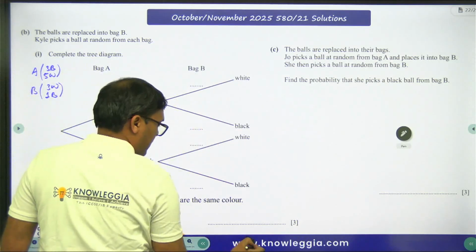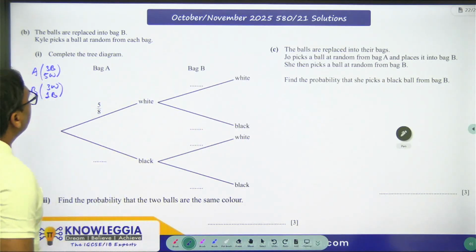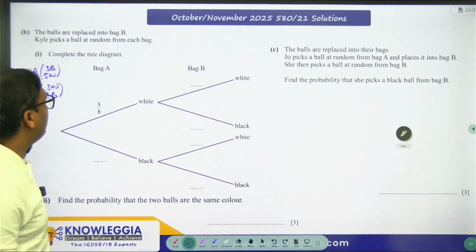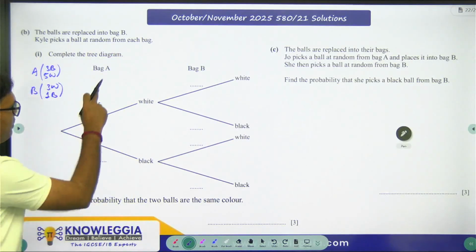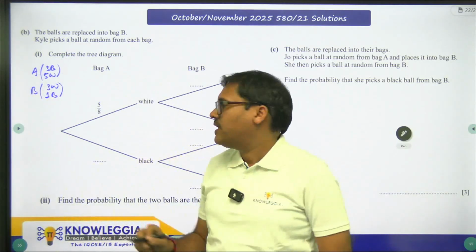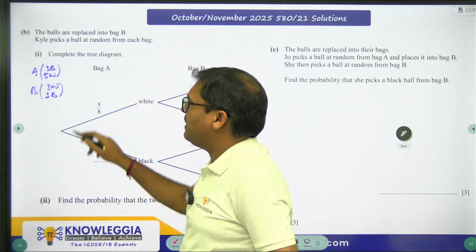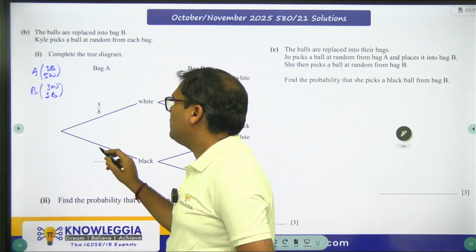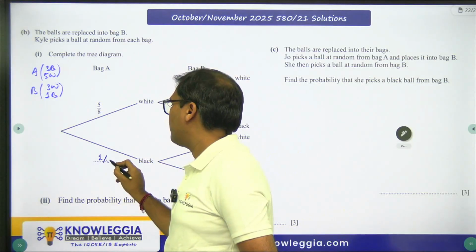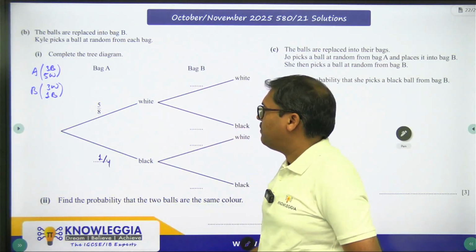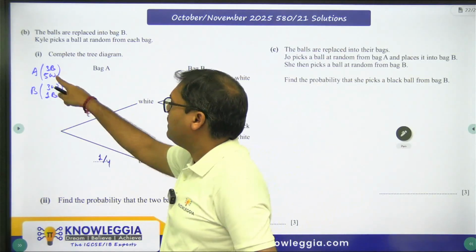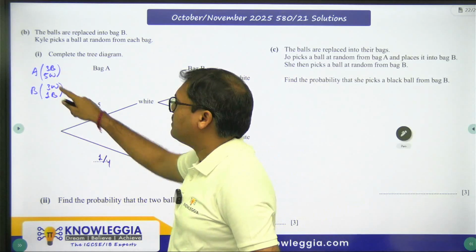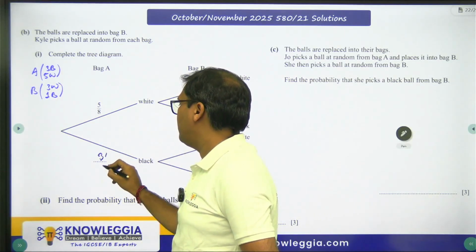Okay. Now let's start with the question. The question is the balls are replaced again into the bag, and we pick balls from each bag. Complete the tree diagram. From bag A, what is the probability of getting white? This is 5 by 8, you can see. And what is the probability of getting black? Sorry, this is from bag A. Bag A, how many whites are there? How many black are there? 3 are there. Sorry, this is 3 by 8.